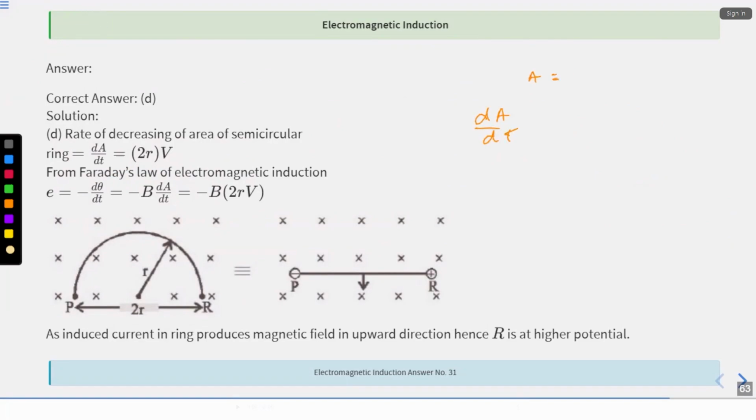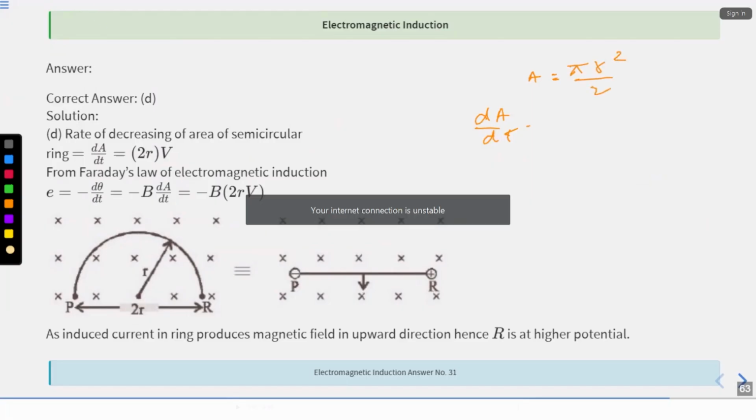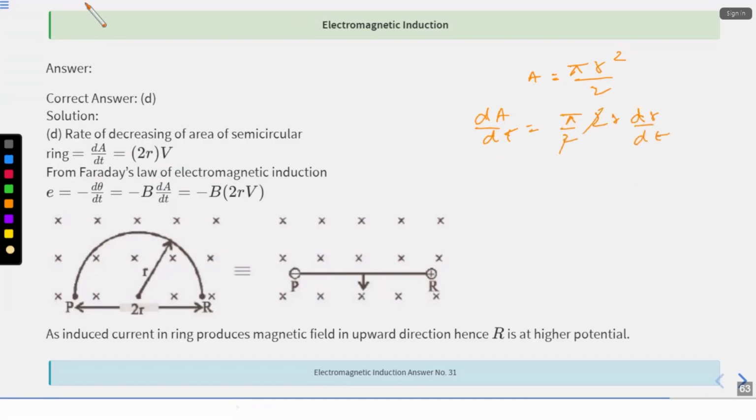What would be A? A would be pi r square by 2. Why pi r square by 2? Because it is a semicircle. So dA by dt would be pi by 2 common, 2r dr by dt. So 2 and 2 will cancel and we would be left with pi r dr by dt. And EMF is nothing but d phi by dt, which is minus b dA by dt. So it would be equal to minus b pi r dr by dt.